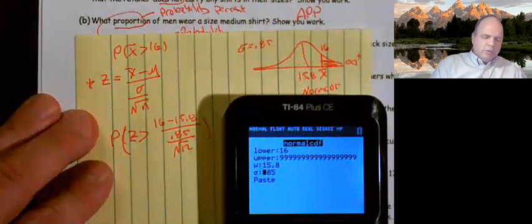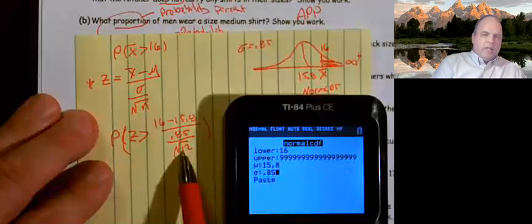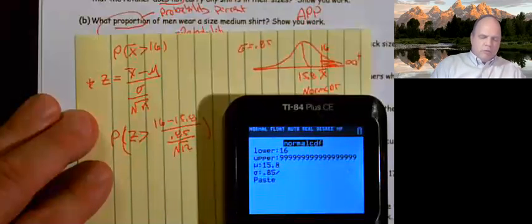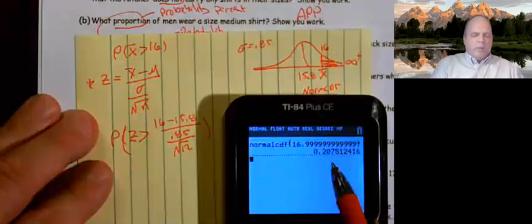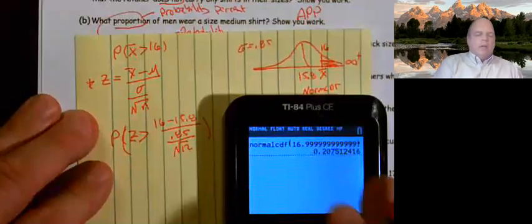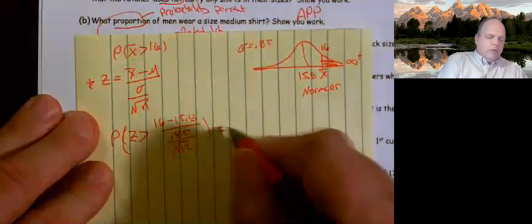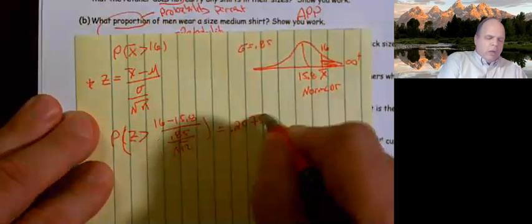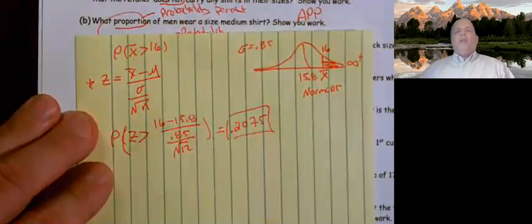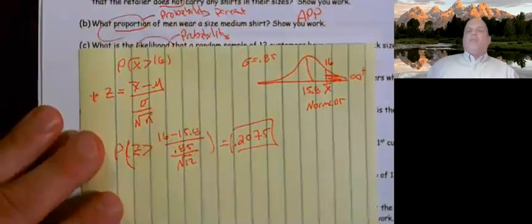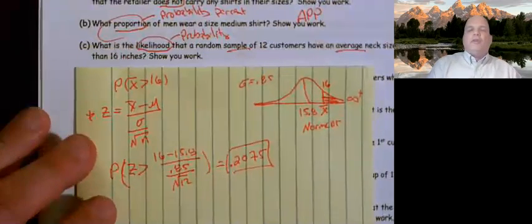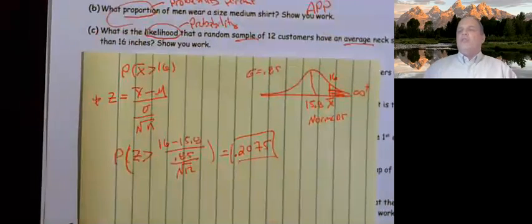15.8, standard deviation of 0.85, divided by the square root of 12, or 12 raised to the half power. And we get 0.0275. So almost 21% of the population of these customers have a neck size that are size 16 or larger, about 21%.